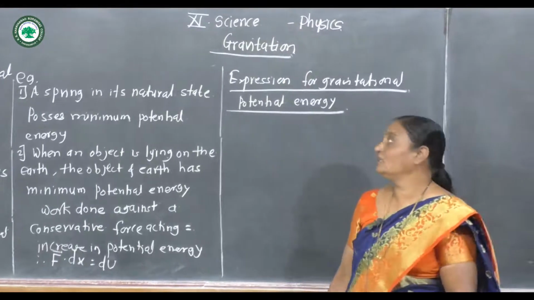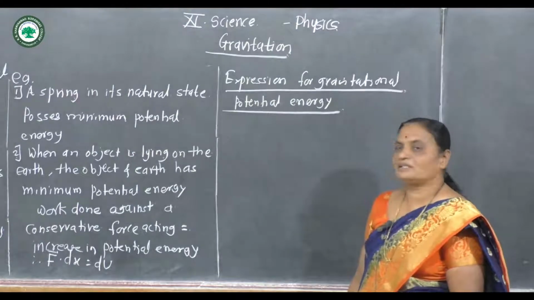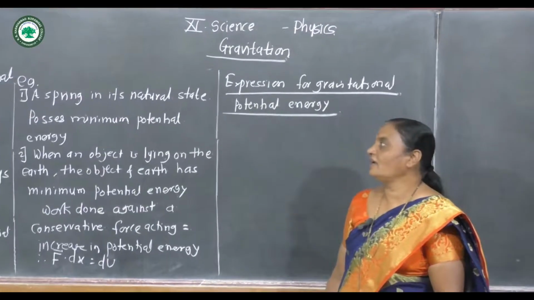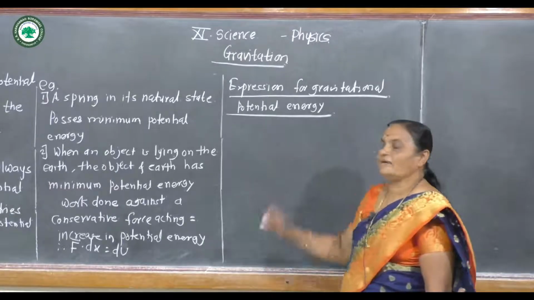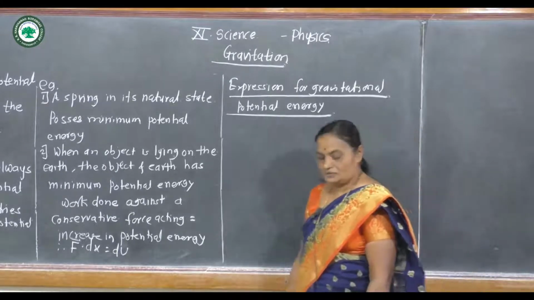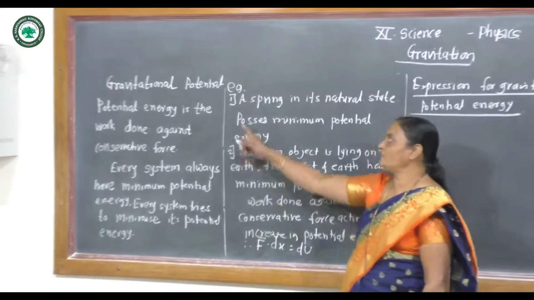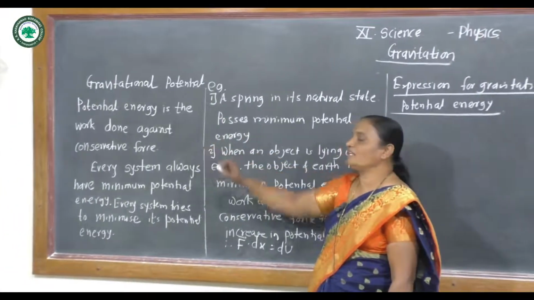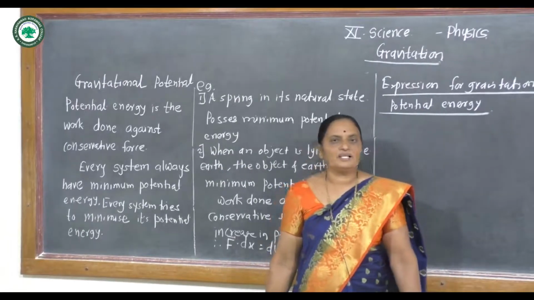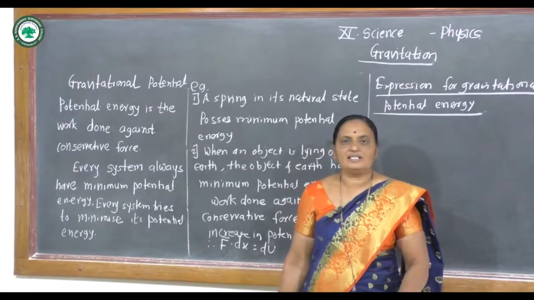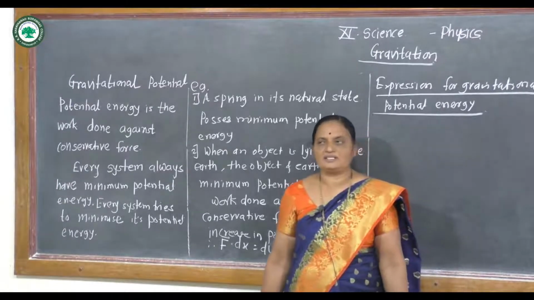Today we study the chapter Gravitation, and in this chapter we study the gravitational potential and the expression for gravitational potential. Now see, what is the gravitational potential? Gravitational potential is the potential energy. Potential energy is the energy due to the position of the object.